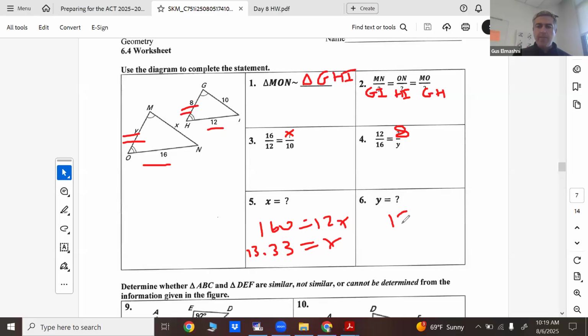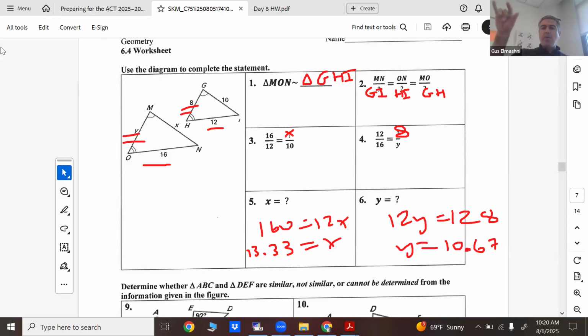Here, 12y equals 128. That'd be 10.6 repeating. So that's what's happening with that one. I know I did all those problems here, but it was good to do.